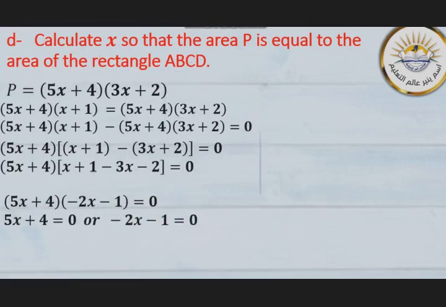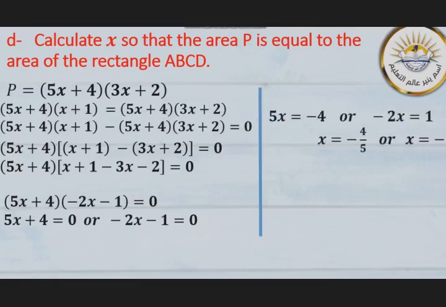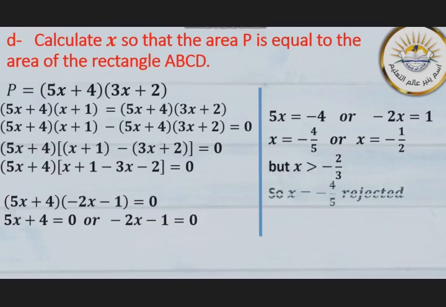So each term must be equal to 0 and we have two answers of x. x is equal to minus 4 over 5 or x is equal to minus 1 over 2. But as we said previously, x has to be bigger than minus 2 over 3. So x is equal to minus 4 over 5 is rejected and x is equal to minus 1 over 2 is accepted.